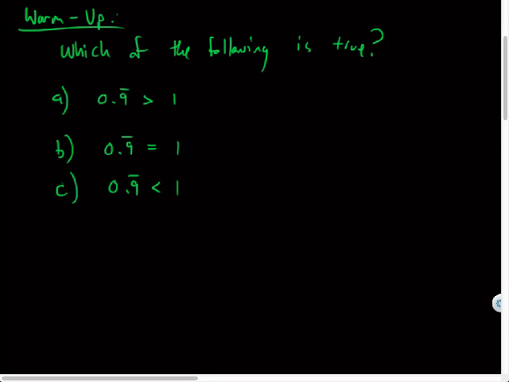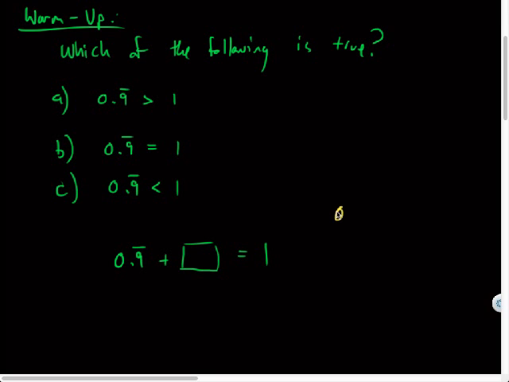Let's consider C for a minute. If 0.9 repeating is not equal to 1, if it's less than 1, then there should be some number that I could add to it that would make it equal 1, right? Would you guys agree? What do you think I could add to this? 0.1 repeating.